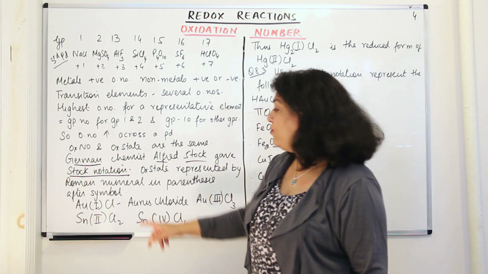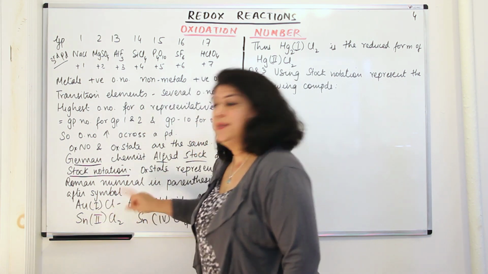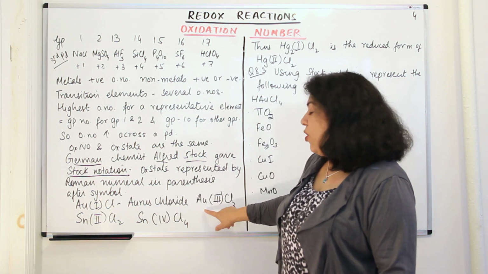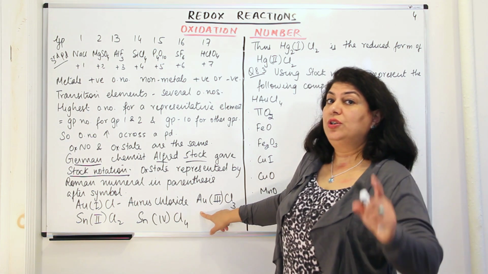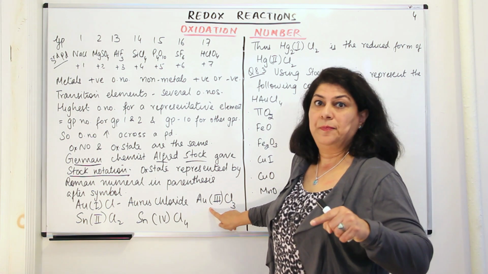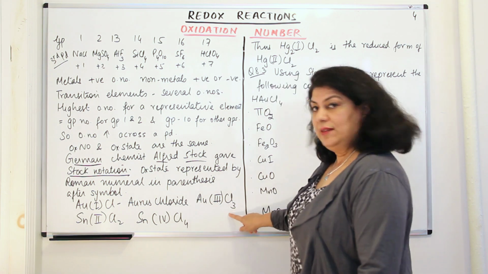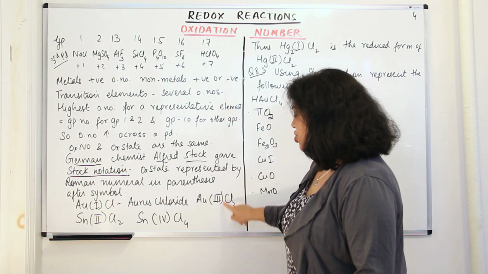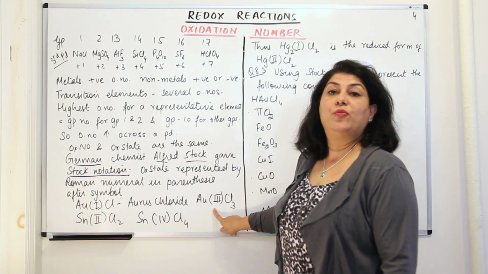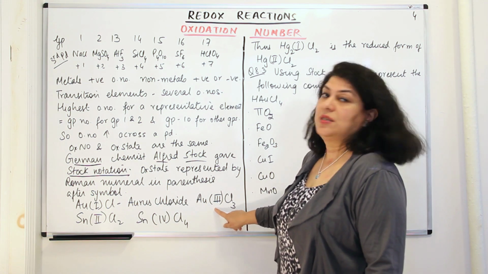So how do you write the formula? Au(I)Cl. In auric chloride, the charge on the gold atom is +3. So you will write AuCl3 as the formula, but you will write the charge in a bracket in Roman numerals after the symbol of gold.